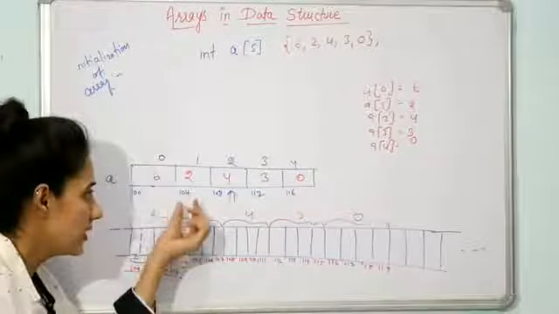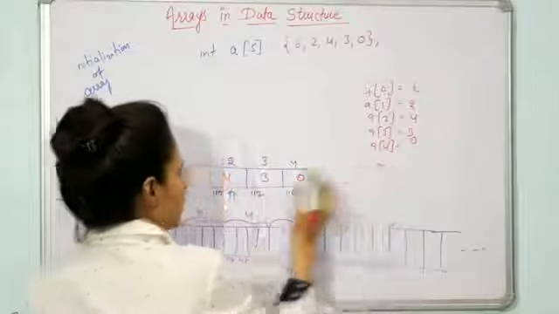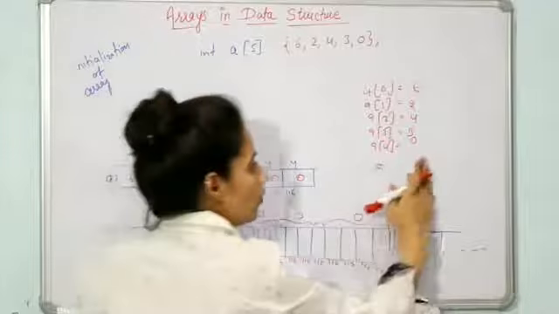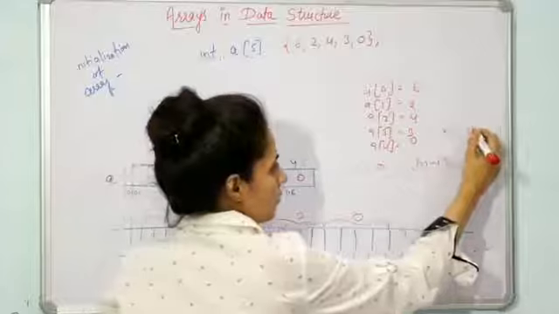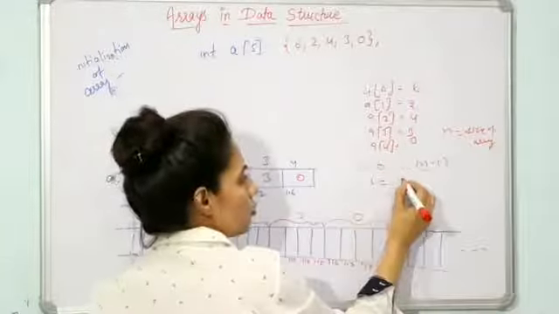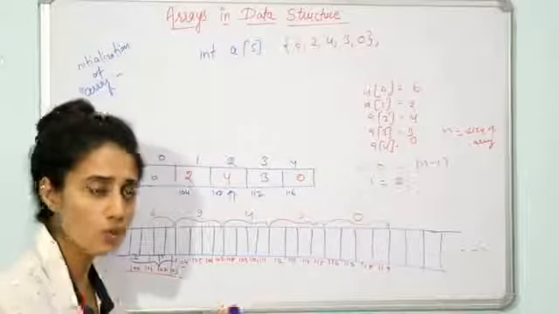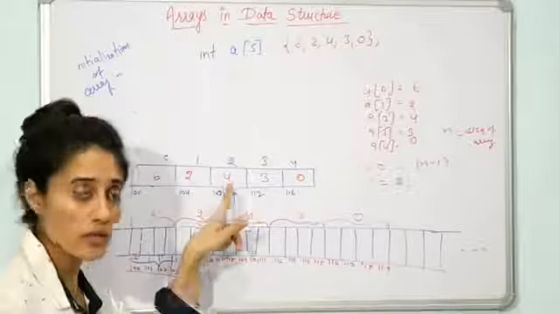So how is this address to be calculated? Suppose I starts from 0 till 4, means 0 to n minus 1, where n is equal to the size of the array, right? So if you want to access I is equal to 2, this data, I is equal to 2, that is the third value. How to access this value?